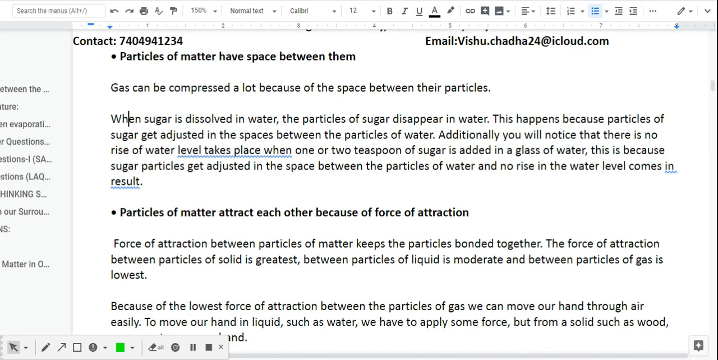Particles of matter attract each other because of force of attraction. I have told you one more point between solid, liquid and gases, that they have some forces of attraction between them. Those forces of attraction basically mean their molecules have some kind of attraction energies so that they can exist in some states like solid, liquid and gases. If they attract each other with a strong force, then it is a solid. If the forces are a little bit weak, then those are known as liquids. If these intermolecular forces are quite weak, we call them gases, right?